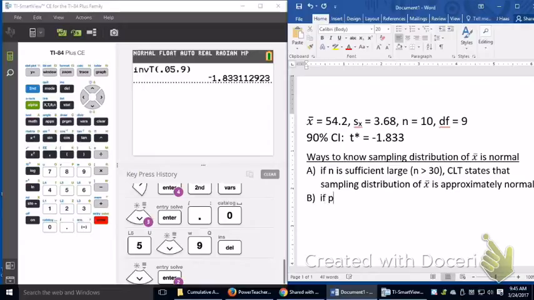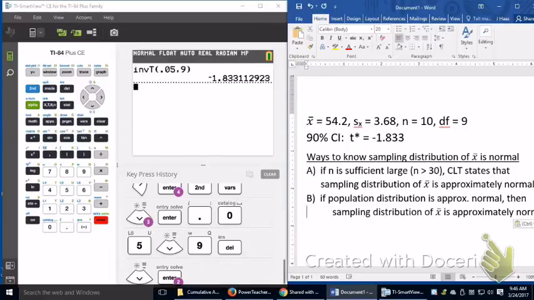So if the population distribution is approximately normal, then the sampling distribution of X bar is approximately normal. So it would be really nice to know that. Unfortunately, in this case, I don't. So it gave me no information about the shape of the population distribution.